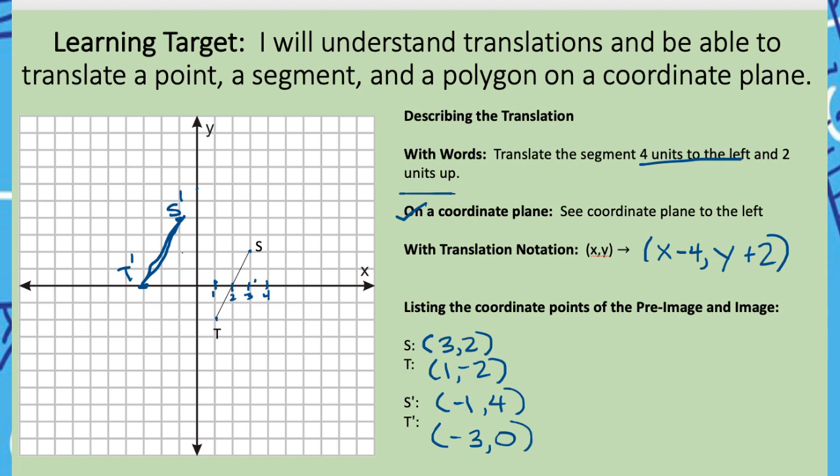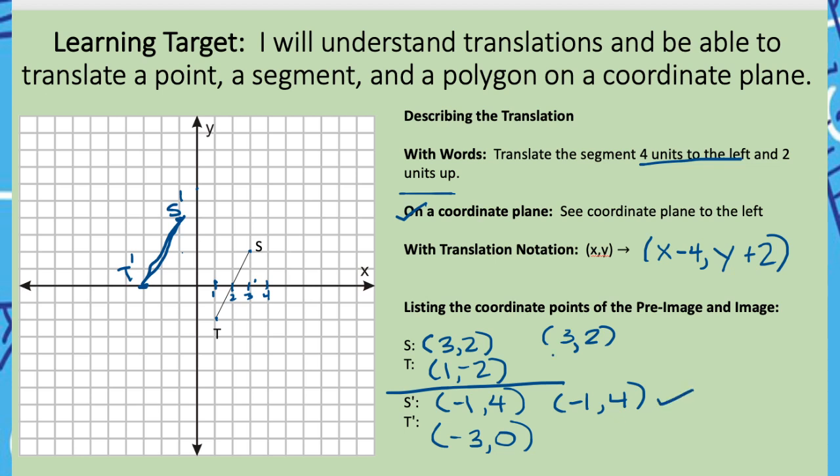I'm just going to quickly check my work by looking at that translation notation to make sure. So looking at S, if I started with 3 as my x coordinate and I subtracted 4, I would get -1. And I did, so that's good. And then my y coordinate is 2, and I'm going to add 2 to that. 2 plus 2 is 4. So S prime is at (-1, 4). I just checked it.